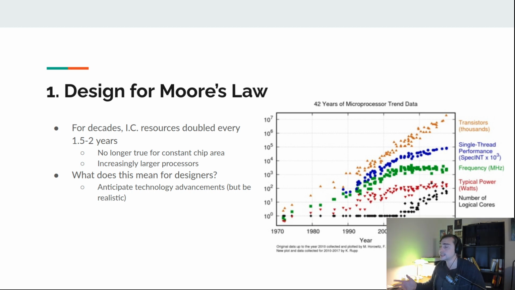So what do all these things mean to designers, right? What does designing for Moore's law mean to a designer? It means we have to be very forward-thinking, right? We have to anticipate these technology advancements, be they, we're going to have double the amount of resources in 2 years. How are we going to build these larger chips? These are all things that we need to consider, right?